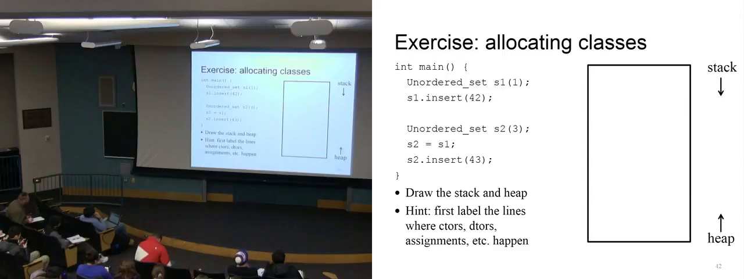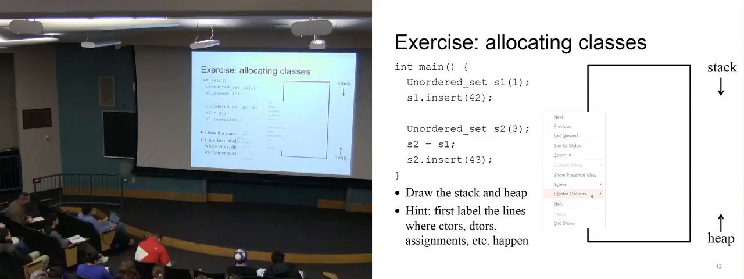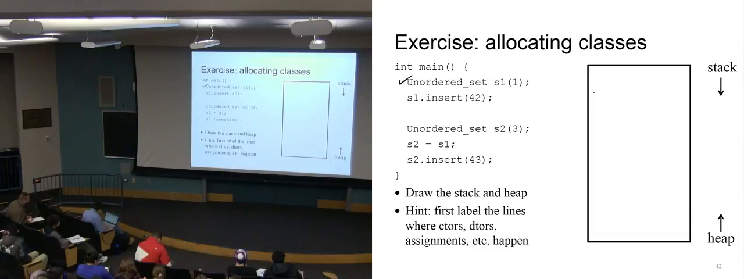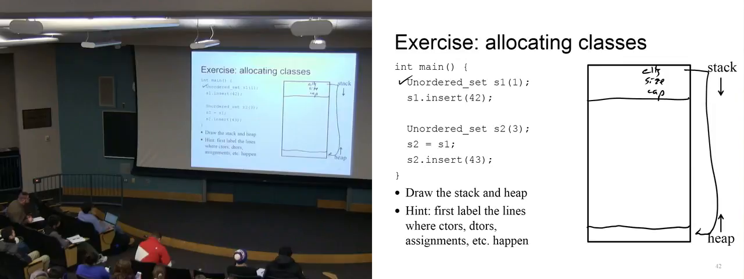Let's do this example together. So I'm going to use some colors. We'll start off with black ink. I'll do the first line of code where we get an unordered set that has elts, size, capacity, and it points to an array on the heap with size 1. Oops. We start off with size 0 and capacity 1. Then we call insert. Indeed, it is big enough, and so we can do an insert. Sound good?